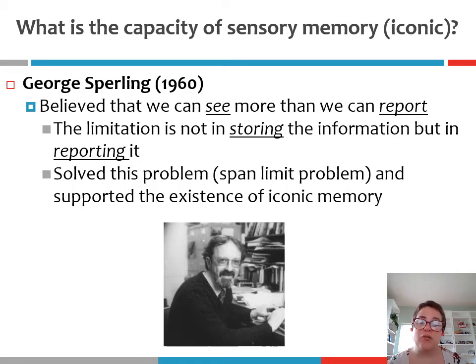Okay, so again, George Sperling, 1960, believed that we could see more than we could report, right? So the limitation is not storing the information. The limitation is having enough time to report on what you see, right? So how did he solve this problem or demonstrate or support his theory?